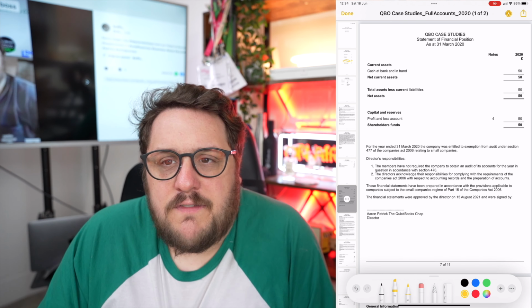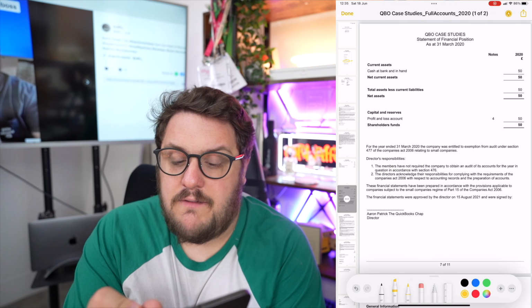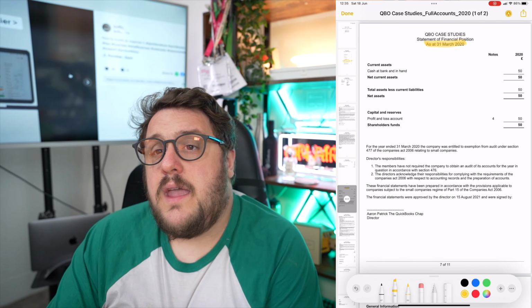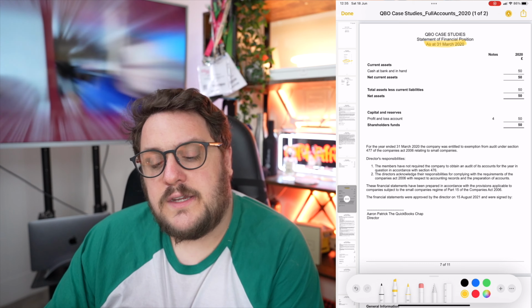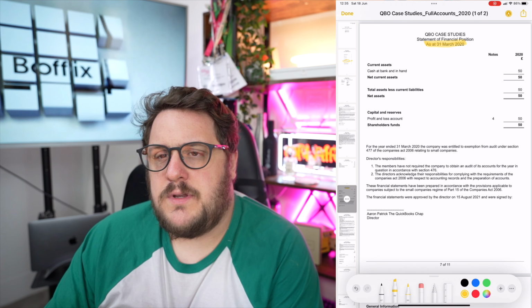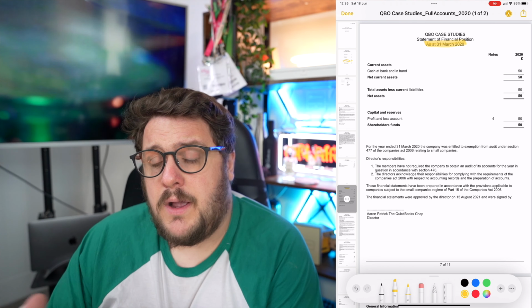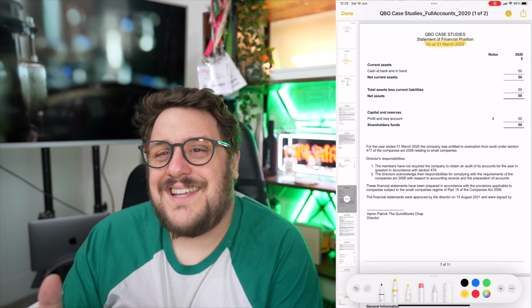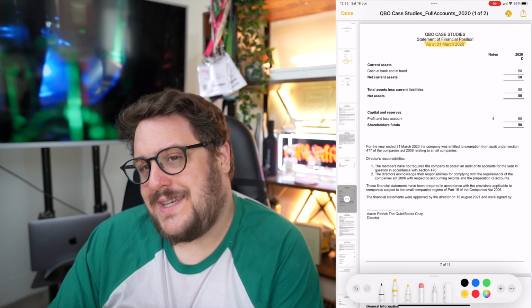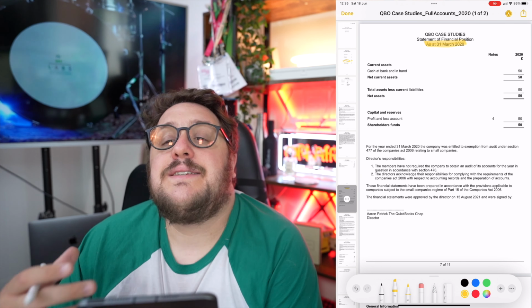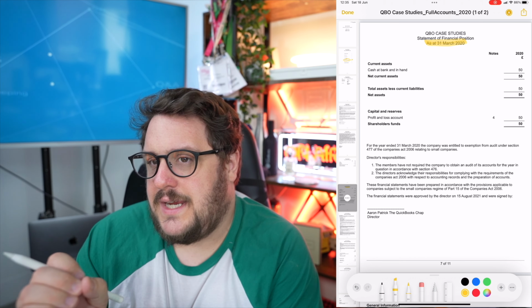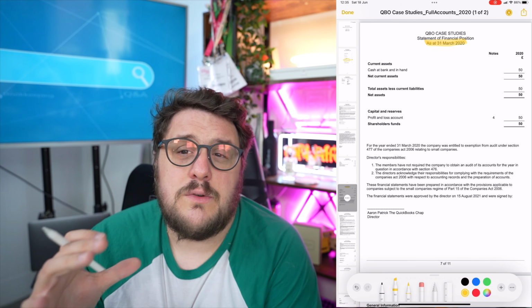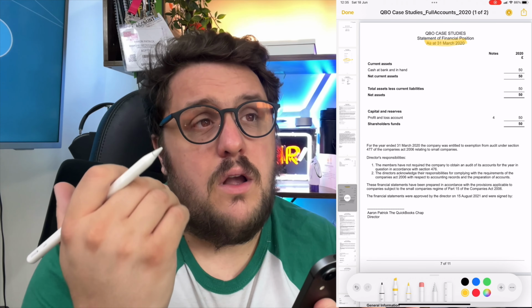Now, what is the statement of financial position? The key part here is the date at the top there. If you read what it says there, it says the name of the company, in this case, QBO Case Studies. Statement of financial position or balance sheet, to what you may be able to recognize it as at the 31st of March 2020. Now, in this case, that's the end of the financial period for these set of accounts. And that date, the 31st of March 2020, is so vitally important to what the financial statements relate to.